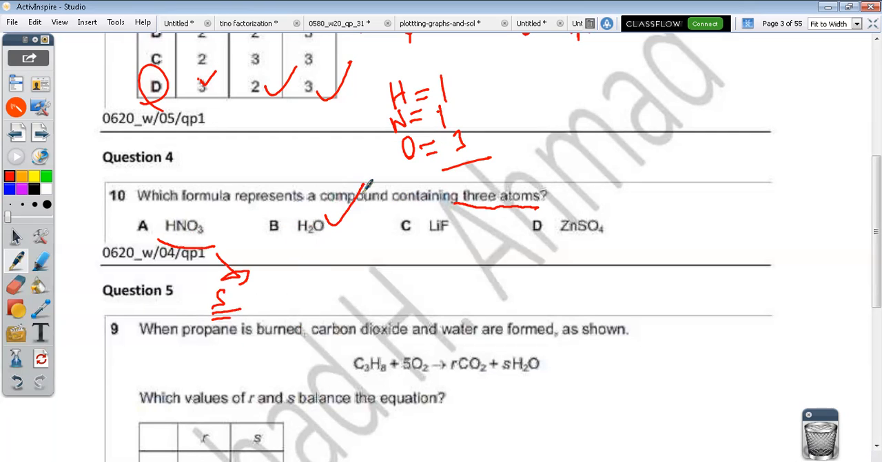There is the answer here. I've got 2 plus 1. There I only have 2, lithium and fluorine. Clear? It's 3 atoms. It's a simple question.